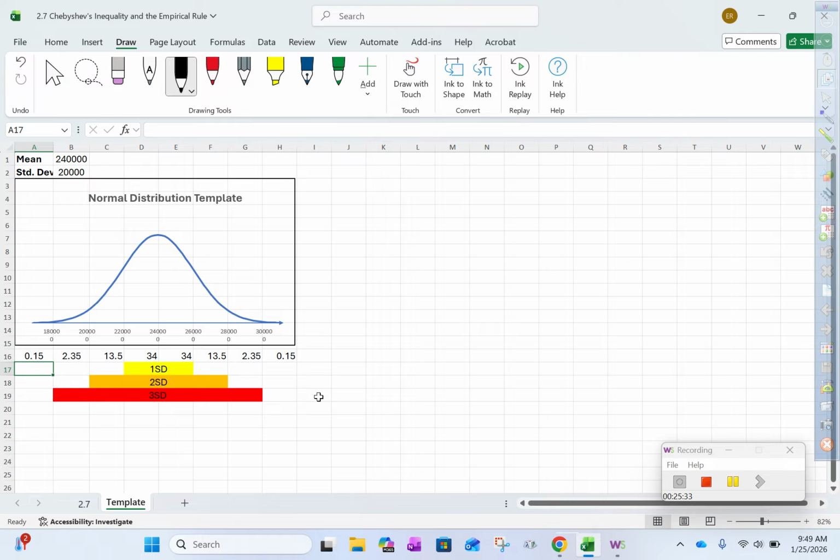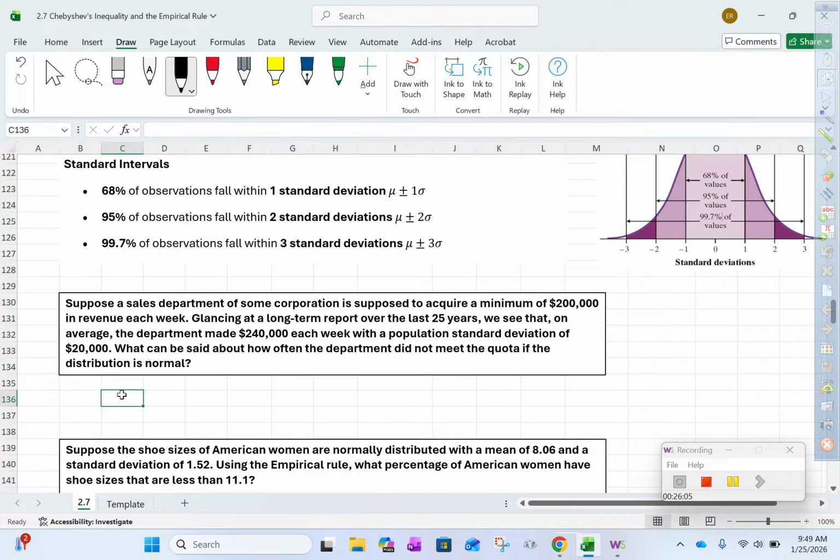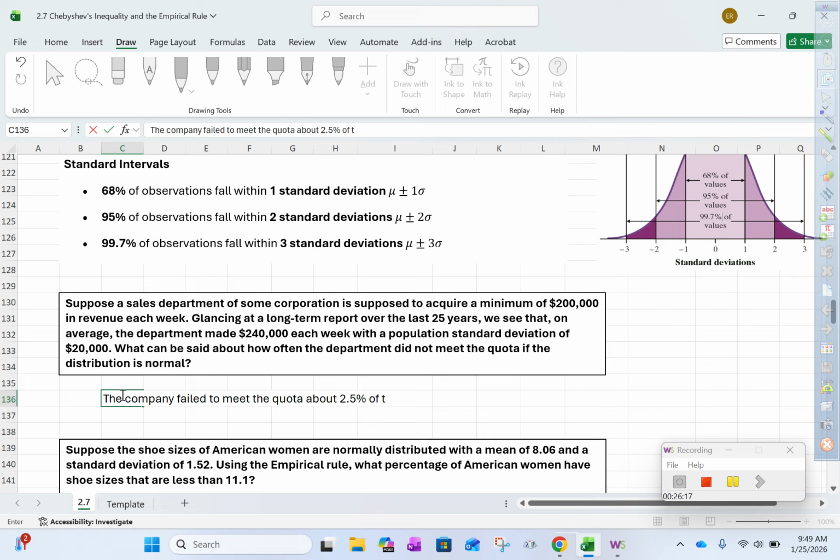Our question, going back to the company, was how often did they not meet their quota? So here's the quota of the 200,000. We want to know how often did they not meet it, and that would be just this direction. So we just need to add up those 2 values, which gives us 2.5%. So the company failed to meet the quota about 2.5% of the time.